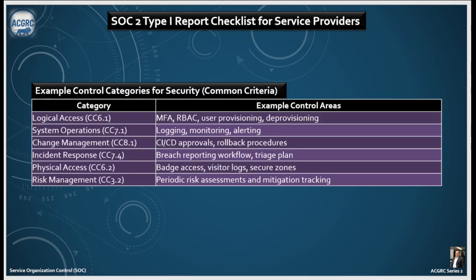Example of control categories. From a logical access perspective: MFA, RBAC, user provisioning. You have to get your ID and access management team here. System operations, you need the logging team or monitoring team, the tools team. From a change management perspective, you need the approval team. You need to have the rollback procedures documented to be shown. Incident response, you need the breach reporting workflow, the triage plan, how you manage your incident management process. Physical, you need the badge access, all the physical access processes, visitor log mechanism, how you manage it, how you define secure zones, how you ensure the zones are secure.